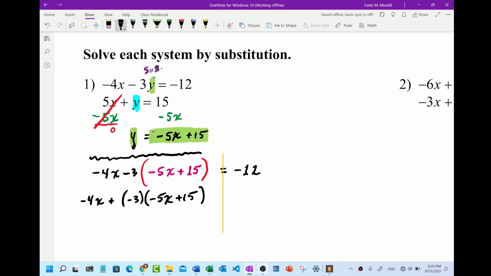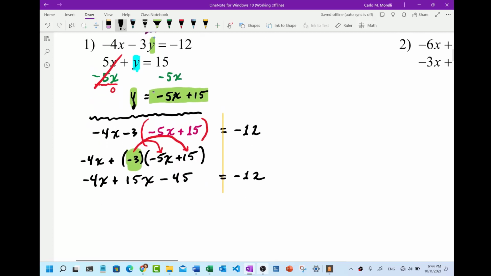Okay, it's very important that you understand, you don't have to write it that way, but it's very important that you understand that that's a -3 and it's being multiplied by this binomial. So what we have to do is distribute the -3 into the binomial. That's distributed multiplication. So we do -4x plus, and then -3 times -5x is 15x, and -3 times 15 is -45. Line up those equal signs, keep them aligned, and we have -12 on the right.